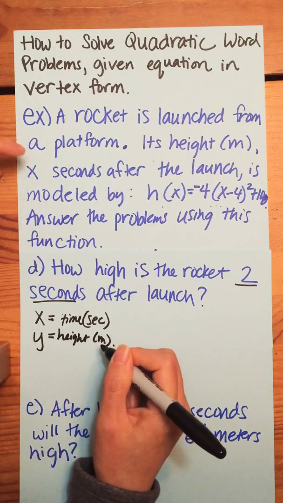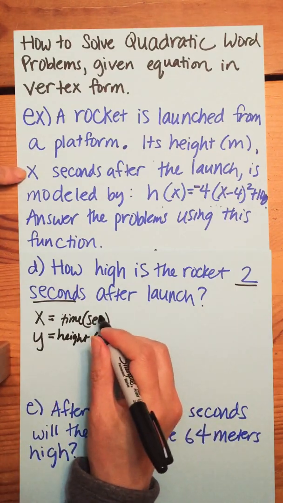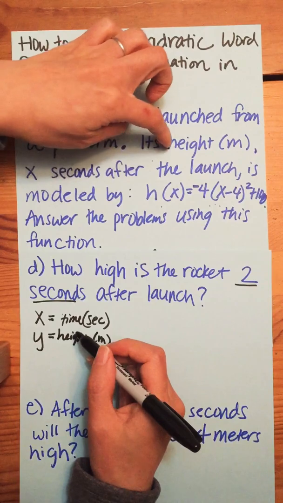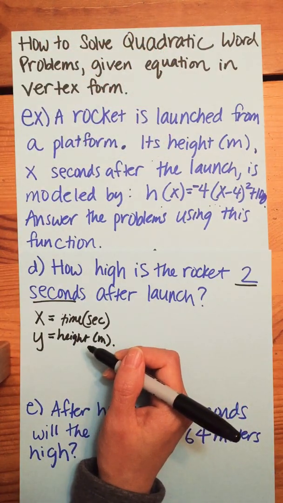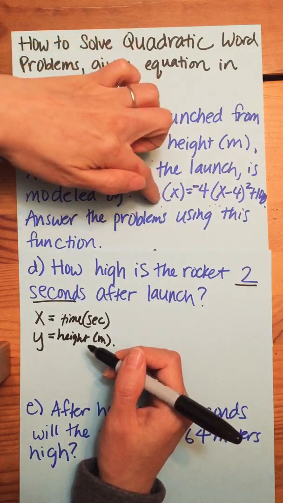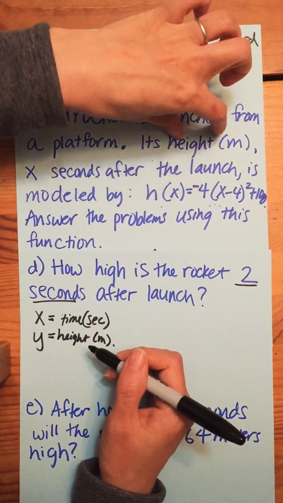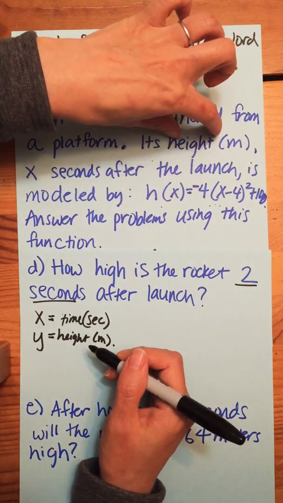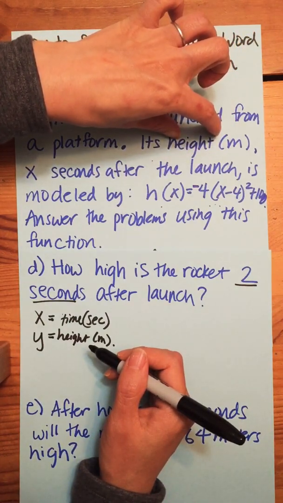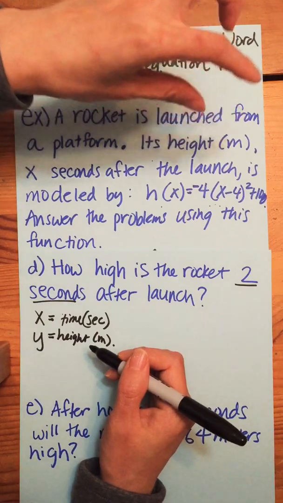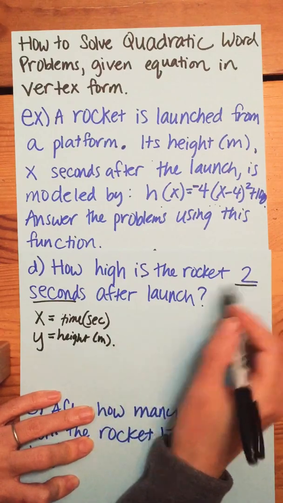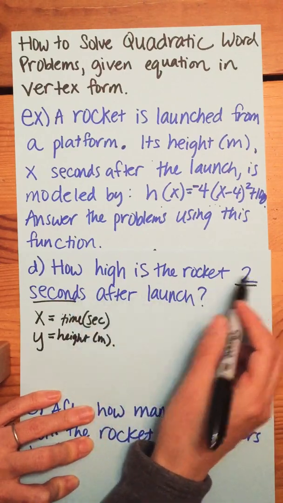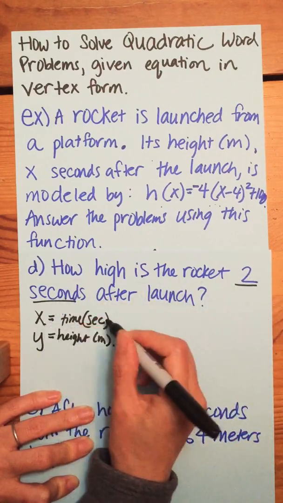I know this because, first of all, x represents the time, so that means that the height has to be the other variable, which is just going to be y. And I also know it because it says that the height is modeled by this function. So whatever's modeled by the function, whatever's represented by the function, that's always going to be the y value. Okay. All right. So the key word here was seconds, so that tells me right away that it's going to be the x because the x represents seconds.